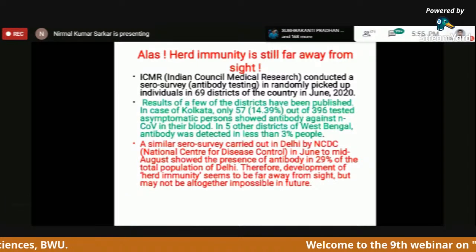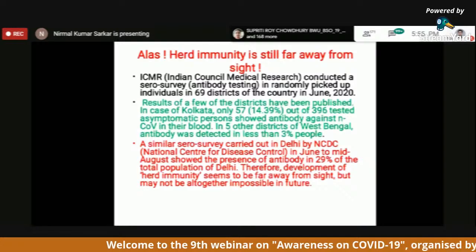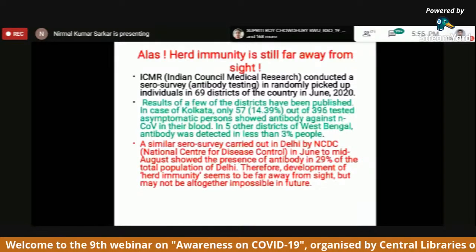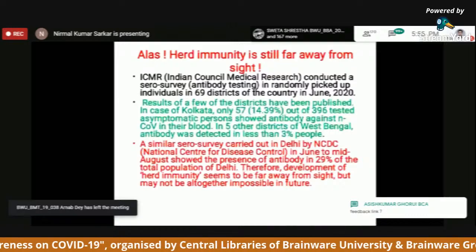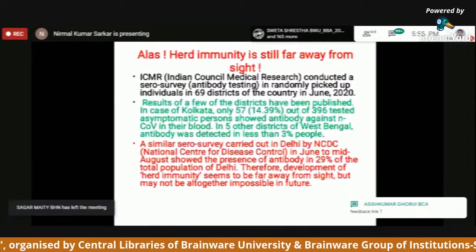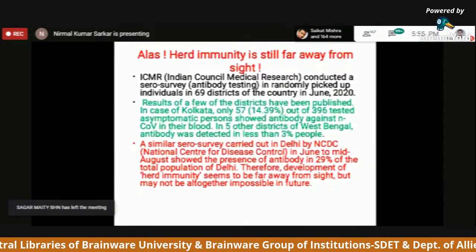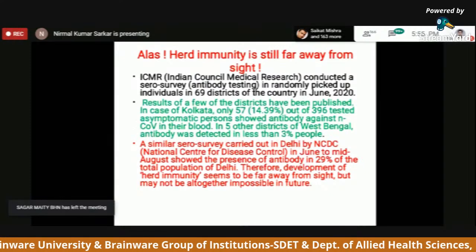Therefore, development of herd immunity or community immunity seems to be far away from sight, but it may not be absolutely impossible in the near future or in the coming future.